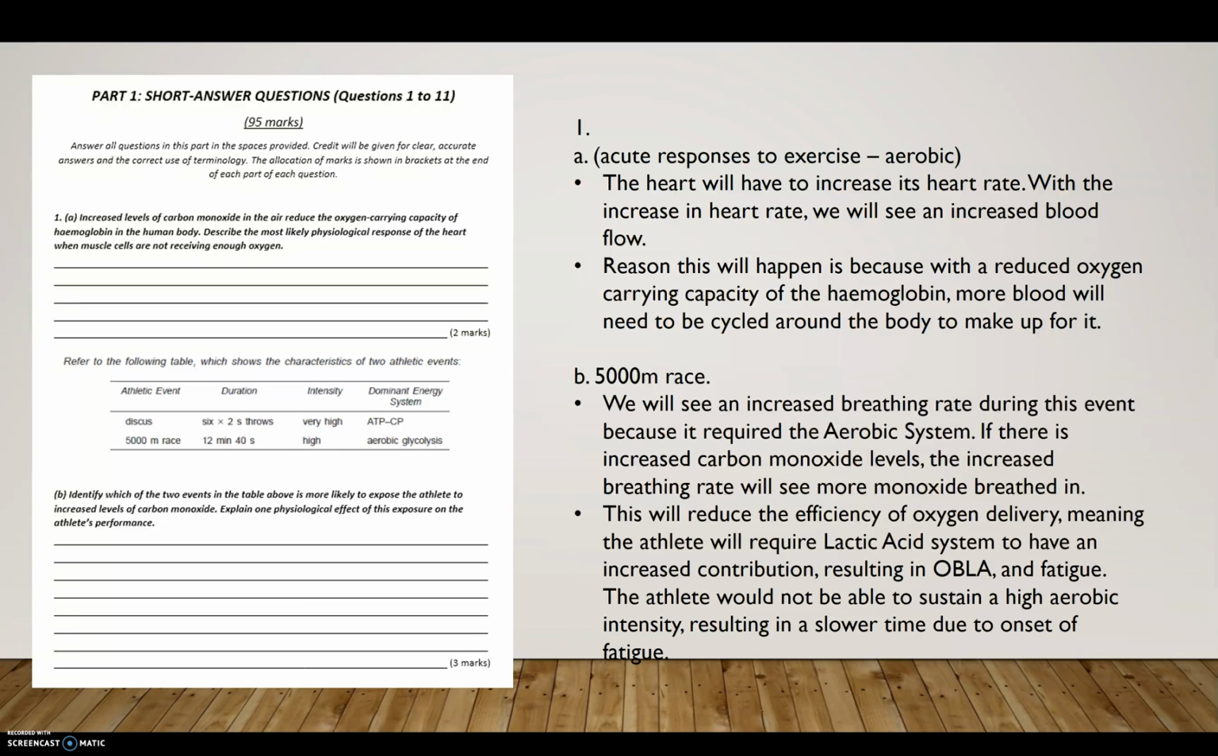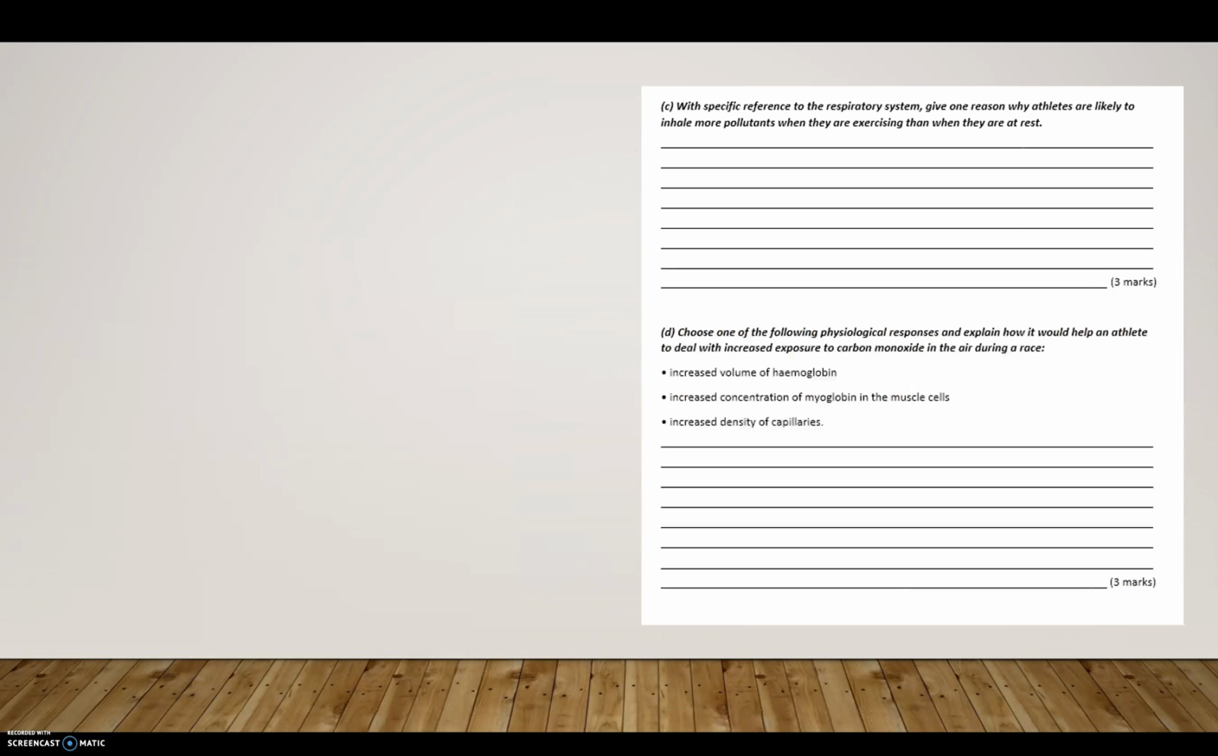In terms of acknowledging that it's an aerobic event, it's pretty standard. We'll see an increased breathing rate during this event because it requires the aerobic system. If there are increased carbon monoxide levels, the increased breathing rate will see more monoxide breathed in. The effect of this will reduce the efficiency of oxygen delivery, meaning the athlete will require the lactic acid system to have an increased contribution, resulting in an onset of blood lactate accumulation and fatigue. The athlete will then not be able to sustain that high aerobic intensity, resulting in a slower time to the onset of fatigue. All right, so 3 marks. That's a fairly detailed response there.